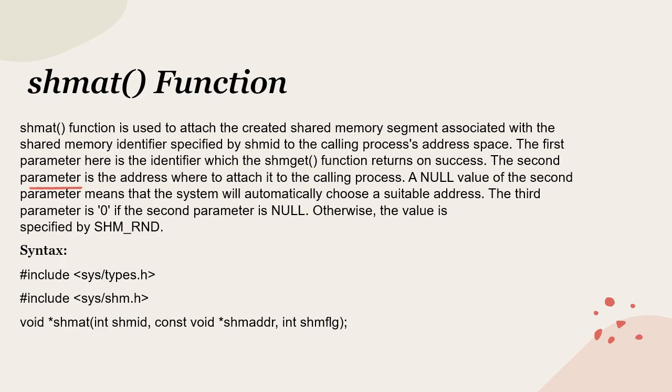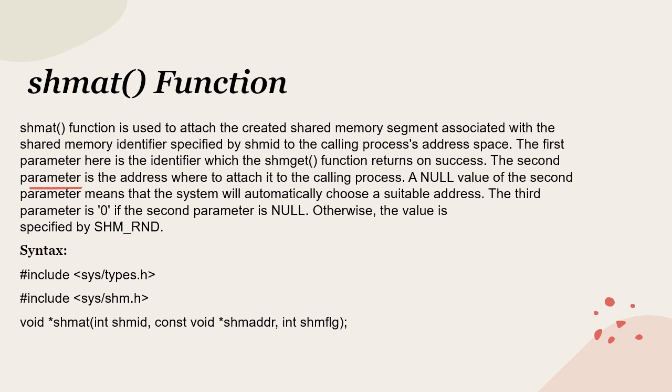So here is the second function, the shmat function. The shmat function is used to attach the created shared memory segment, associated with the shared memory identifier specified by shmid, to the calling process address space. The first parameter here is the identifier which the shmget function returns on success. The second parameter is the address where to attach it to the calling process. A null value of the second parameter means that the system will automatically choose a suitable address. The third parameter is 0 if the second parameter is null, otherwise the value is specified by SHM_RND.